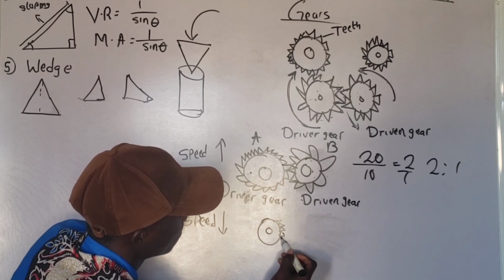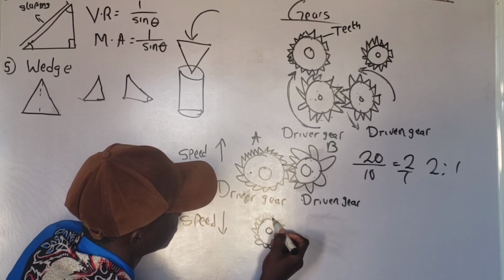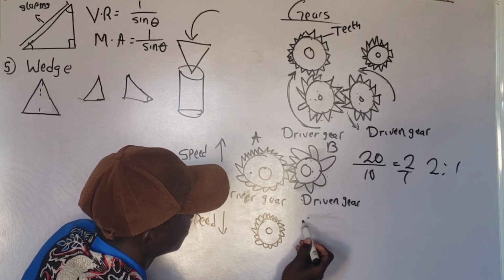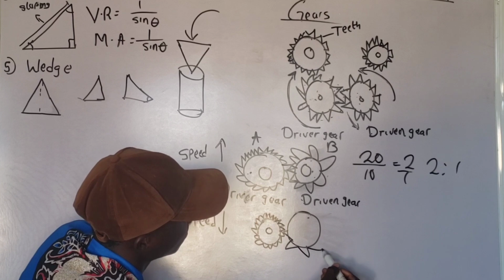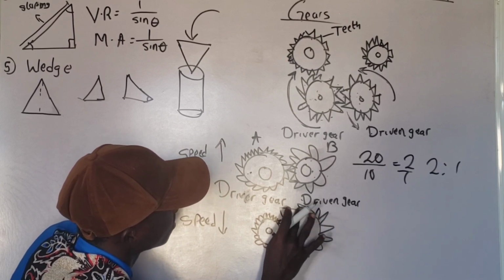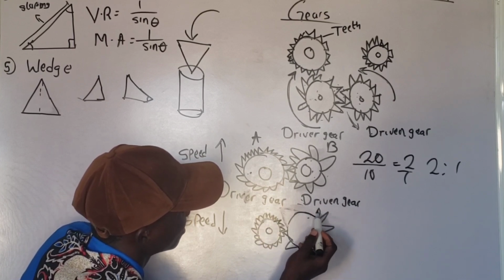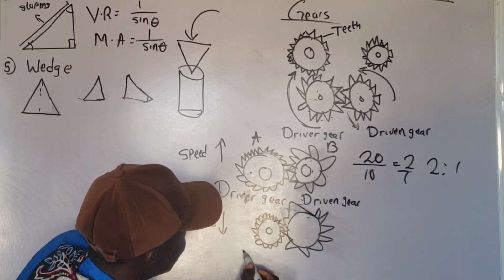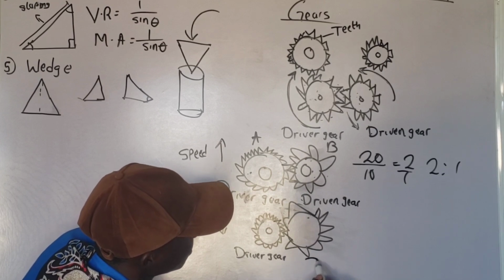1, 2, 3, 4, 5, 6, 7, 8, 9, 10, 11, 12, 13, 14, 15, 16, 17, 18. Okay, that means I'm going to have 9. 1, 2, 3, 4, 5, 6, 7, 8, 9. It's supposed to be 9. I want to make it 9. Now, this is the driver gear, and this is the driven gear.